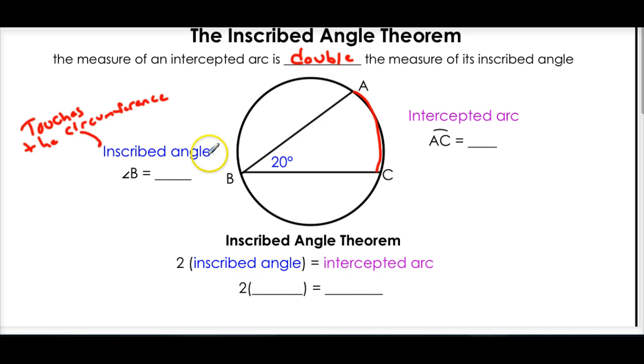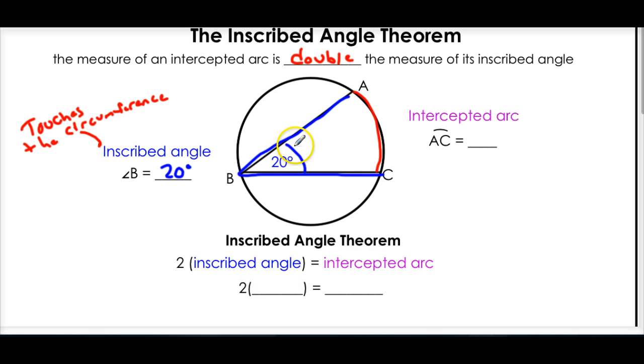So let's see. The inscribed angle is 20 degrees. Let me put that in blue. I want to stay consistent here, guys. So my inscribed angle is 20 degrees. The intercepted arc is going to be double. So if the angle touches the circumference, like it does here, and it's not in the center, then the intercepted arc is double that.